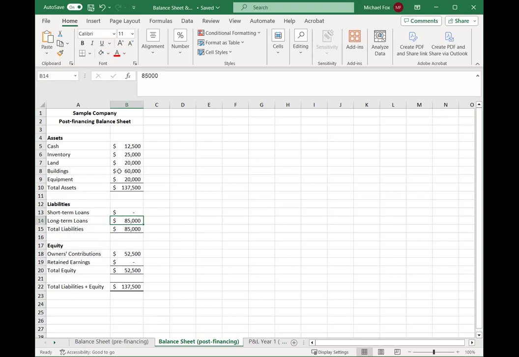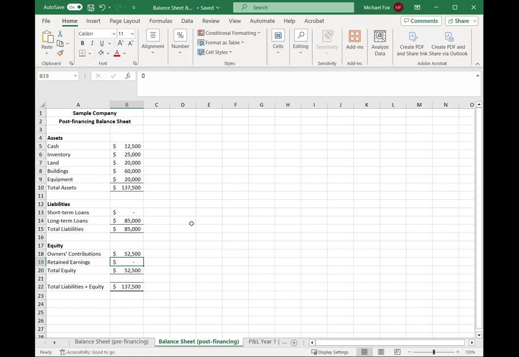We have land and buildings and equipment. And so now they have total assets of 137,500, but debt of 85,000. And then the owner's contribution is still 52,500. There's still no retained earnings because the business hasn't done any business yet.